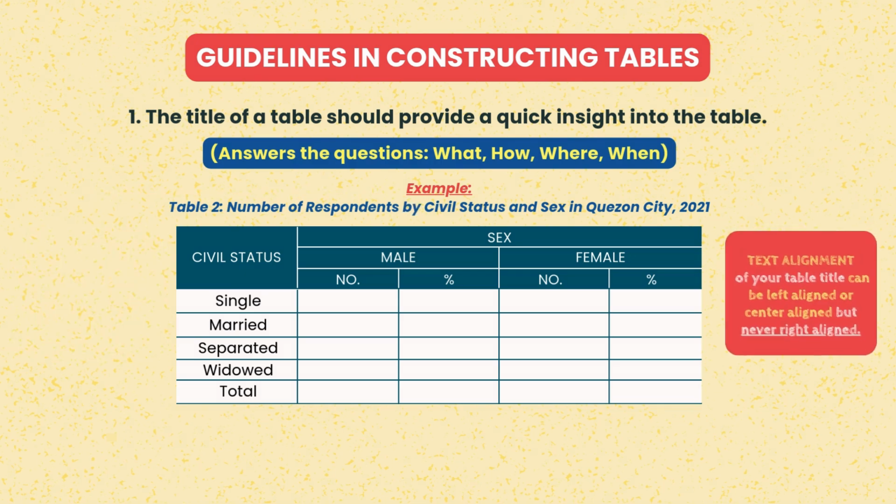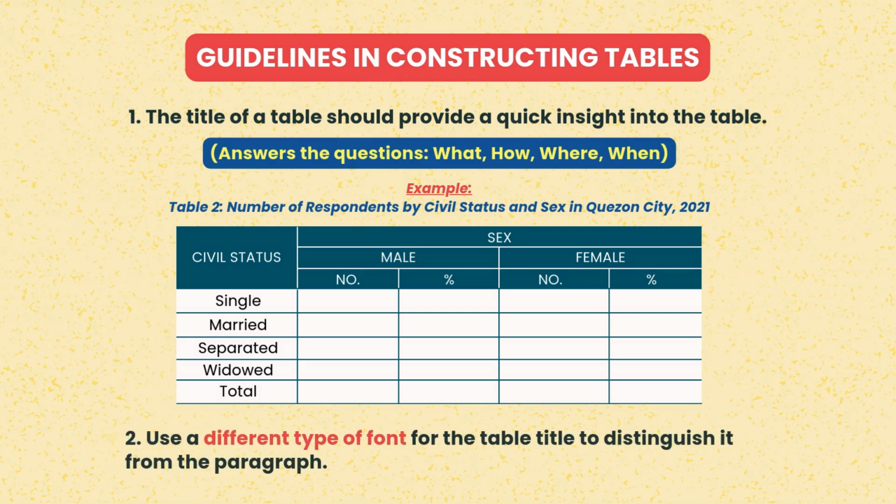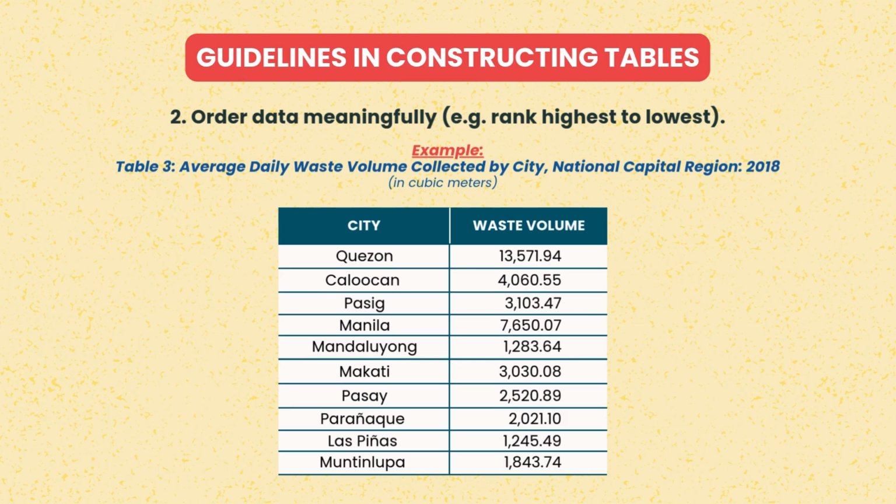For the text alignment of our table title, it can be left aligned or center aligned, but never right aligned. We should also use a different font style for our table title to distinguish it from a paragraph. Also, we should arrange our data meaningfully, meaning we can do it highest to lowest or lowest to highest.